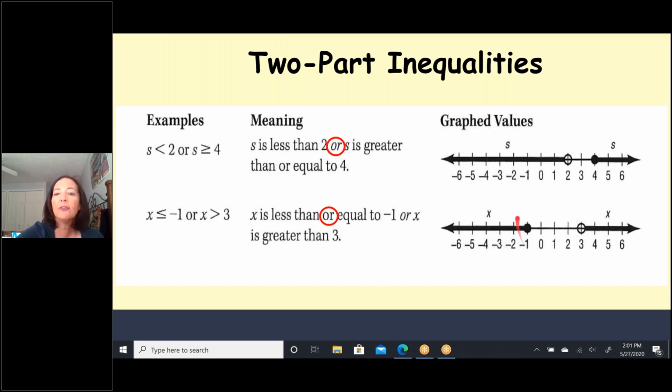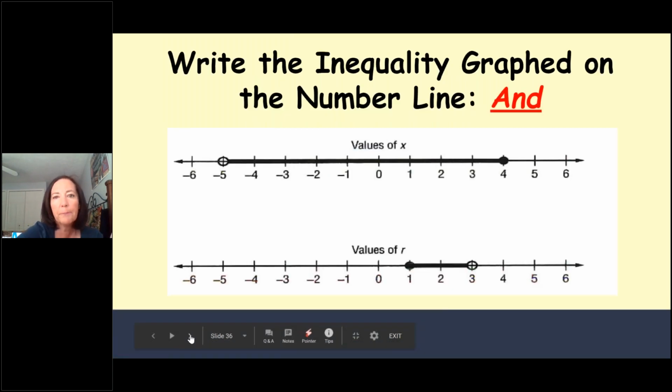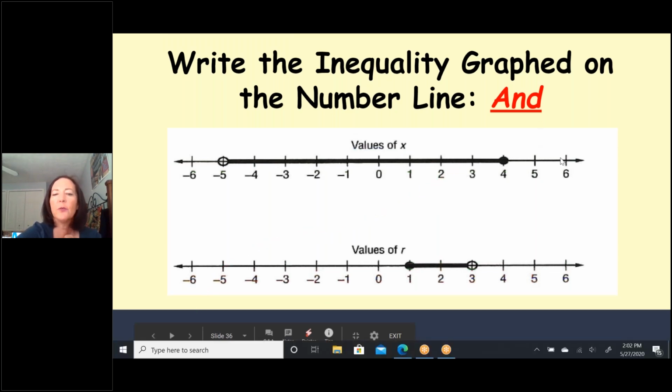And then the graph would look something like that. So obviously they call them two-part inequalities because there are two conditions that you have to graph or solve for. So we've been, let me see, write the inequality graphed on the number line. Oh, what the heck. Let's try practice on one of these. We've got 2 more minutes.